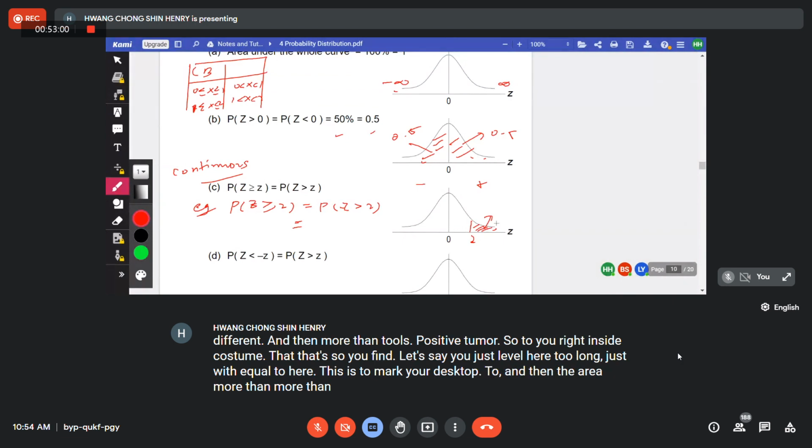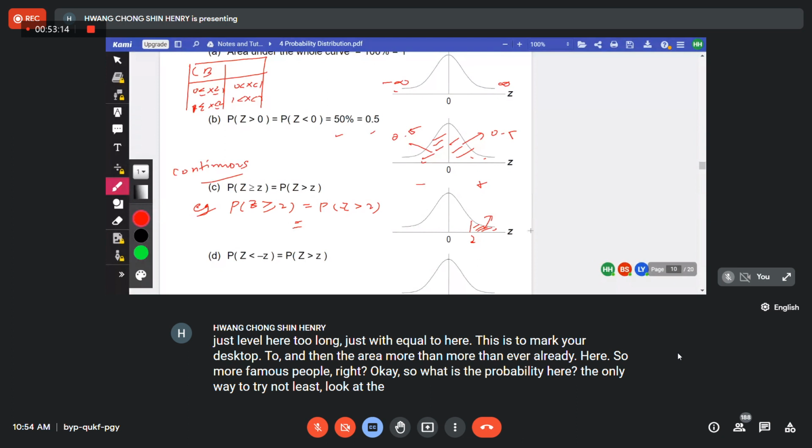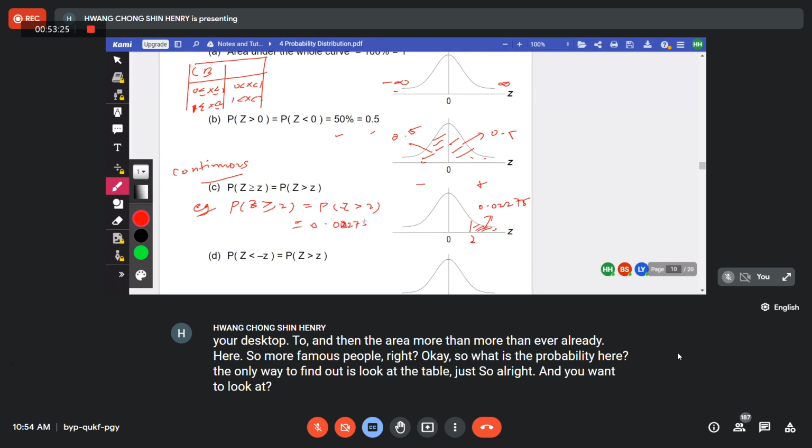And then the area more than means what? Remember the probability is represented by the area below the curve. So more than means we have to shade the right hand side. Okay? So what is the probability here? The only way to find out is to look at your table just now. What's the value? 0.02275. Anyone look at the table just now?